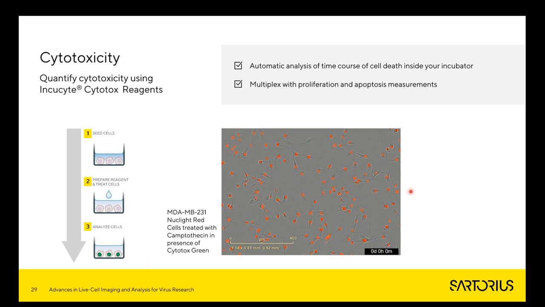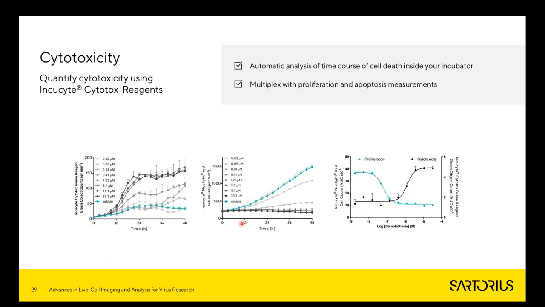So in this video, we can see a multiplex assay, because here we're looking at breast cancer cells that are transduced with Nuclight Red to express RFP in the nucleus. Then Cytotox Green was added to measure cytotoxicity upon camptothecin treatment. By using multiple different readouts, we can look at the same mechanism to complement each other, because here we can quantify these Cytotox Green signals by segmenting each Cytotox Green positive nucleus, and then we're able to obtain the counts of these Cytotox Green cells.